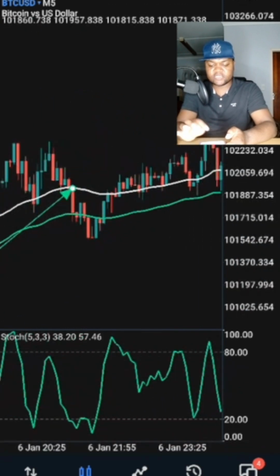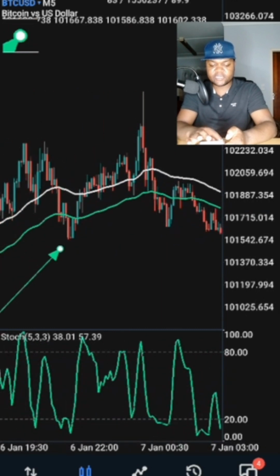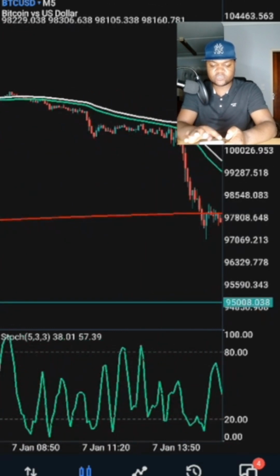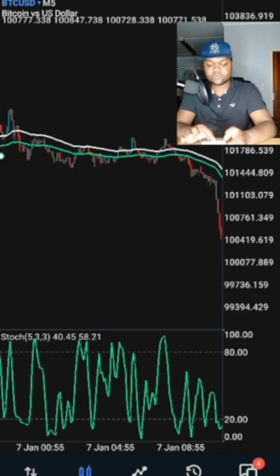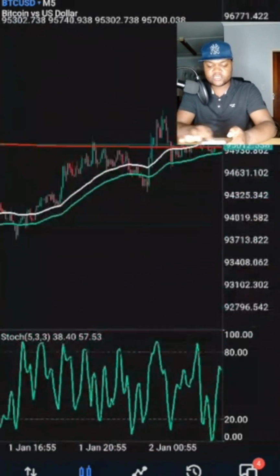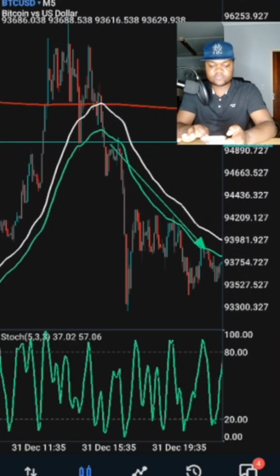I told you it's very, very important to exit when price crosses the white line, because in most cases you see that price will tend to reverse. You see here price was now moving downward, so it's very important to exit when price reaches this particular level. Then let's look for a selling condition where price was moving down. Let's look at this particular level here.